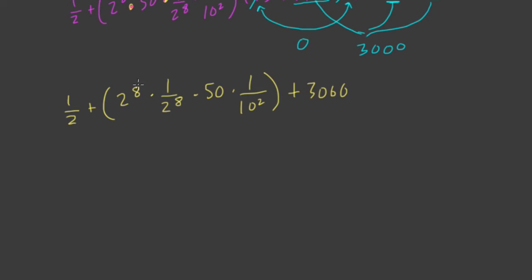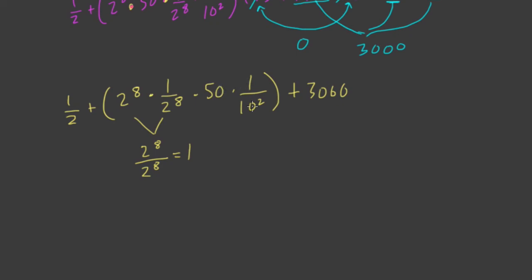Well, 2 to the 8th, whatever it is, right? 2 to the 10th, I believe, is 1,024. 2 to the 8th just means 2 times 2 times 2 times 2 times 2 times 2 times 2 times 2. Is that right? 8 2's. But you don't have to even figure it out, because 2 to the 8th times 1 over 2 to the 8th, that's the same as 2 to the 8th divided by itself, right? And that's just 1. Anything divided by itself is 1. So this is just 1.